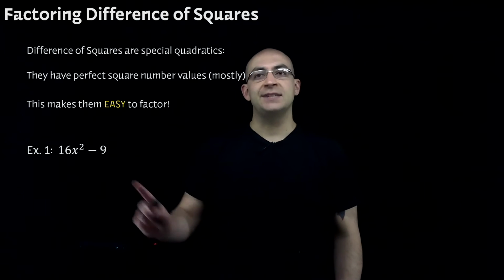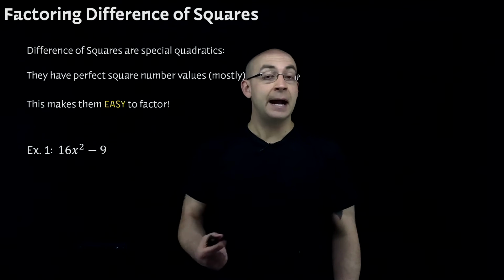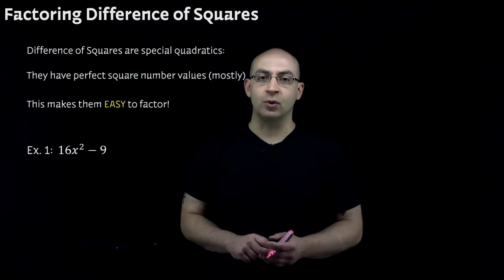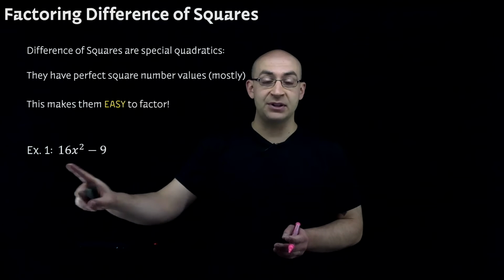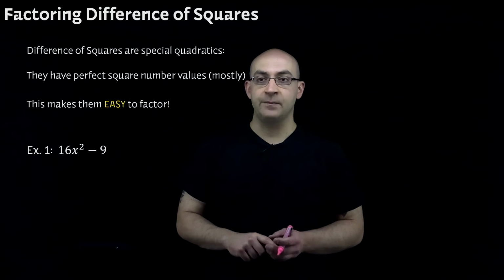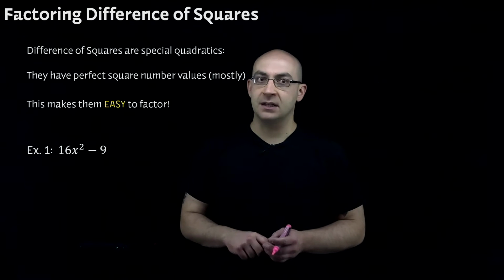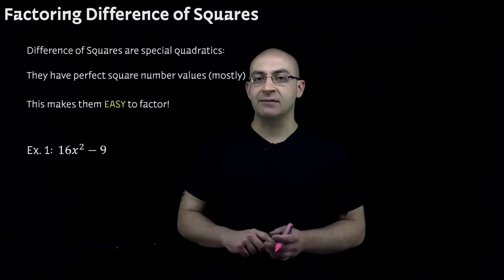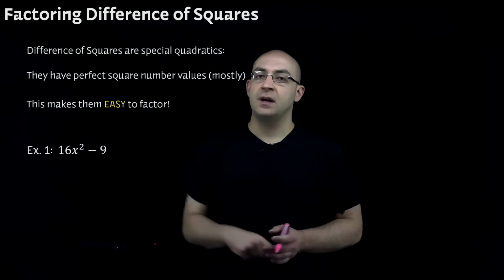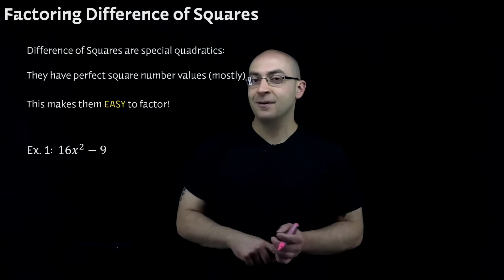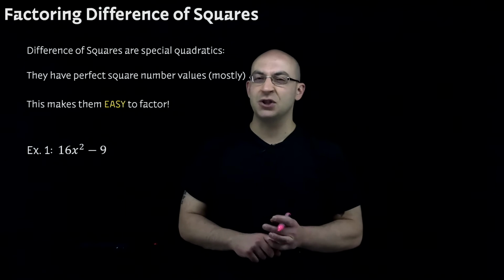Example 1 here, I have 16x squared minus 9. Now, a couple things of really super importance. Number 1, the operation that links both of these terms together has got to be a minus sign. If it's a plus sign, it makes things a little bit different. So we're going to stick with minus signs for now. Second, take a look at both of those numbers, the leading term's coefficient and the constant value. They're both perfect squares, which is again going to make this super easy.